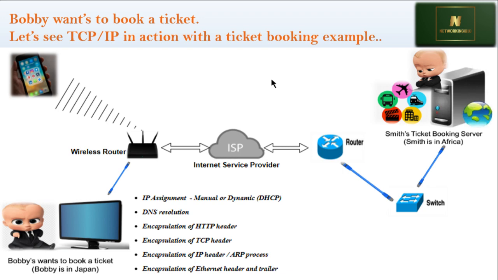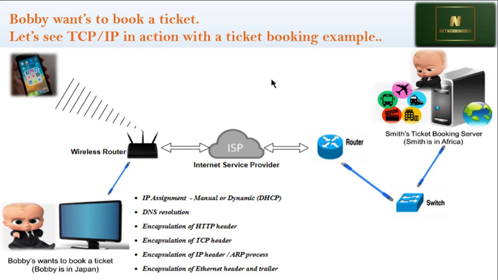In this video, we see that Bobby, who's located in Japan, wants to access a ticketing web server which is located in Africa. The owner of the server in Africa is Smith. Let us name the ticketing server URL as www.smithsticketing.com. The first thing Bobby needs to do is to check if his PC has an IP address. It could be a manually or dynamically assigned IP address.